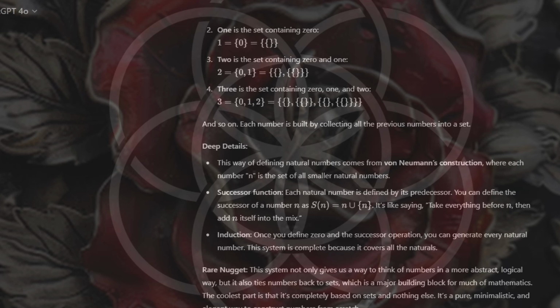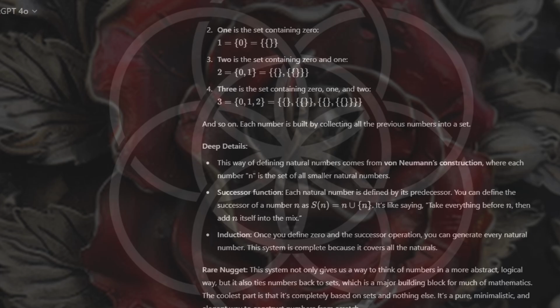Here's the lowdown. 1. 0 is the empty set, {}. 2. 1 is the set containing 0: 1 equals {0}. 3. 2 is the set containing 0 and 1: 2 equals {0, 1}. 4. 3 is the set containing 0, 1, and 2: 3 equals {0, 1, 2}, and so on. Each number is built by collecting all the previous numbers into a set.